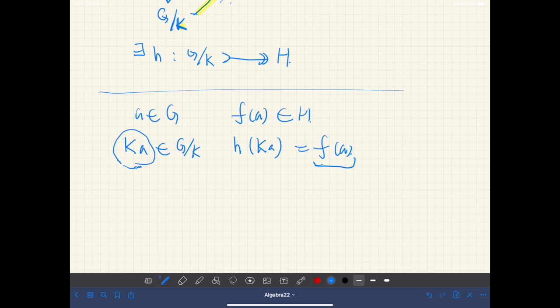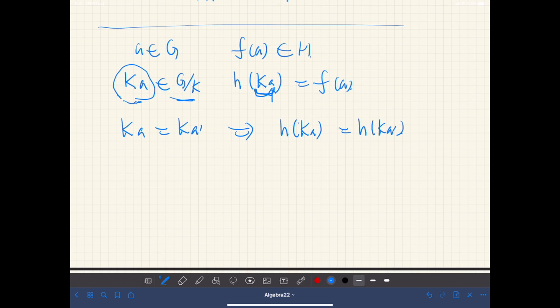The first thing we need to check is that this is well defined, because this mapping H is defined on the set of cosets. We need to show that the result of this mapping does not depend on the choice of the representative element of the coset. That means if Ka is equal to Ka prime, then we need to show that H of Ka is equal to H of Ka prime.